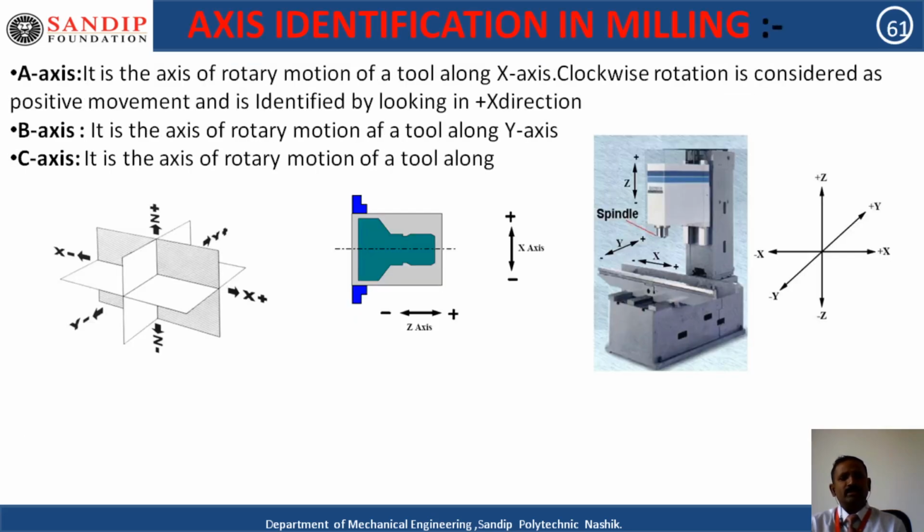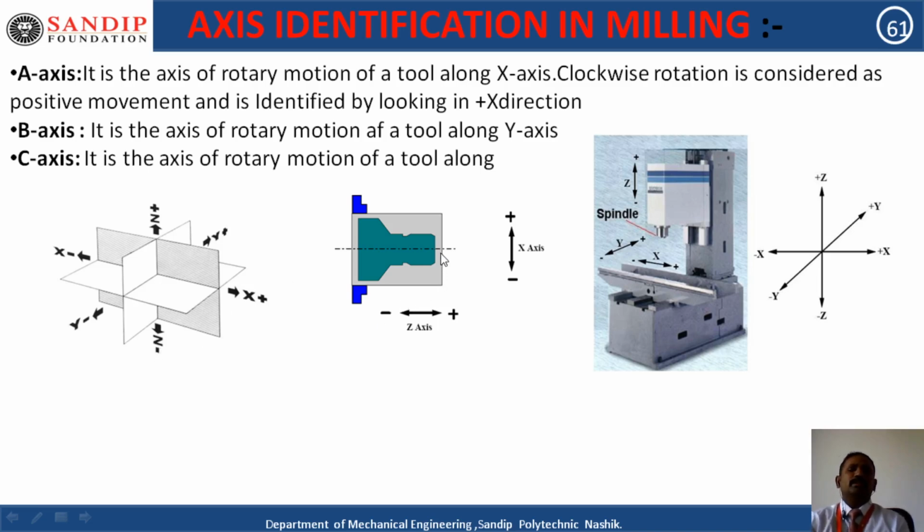Now axis identification in a milling machine. It is a very simple way. Here we just observe a fourth quadrant system, that is a horizontal plane and a vertical plane. So here this is the horizontal plane, this is the vertical plane. Now from this origin, the right side is positive X, this side negative X. Similarly for Y in the cross direction, behind is positive Y, and in front is negative Y. Similarly Z upward is the Z axis, and below the origin is the negative Z axis.